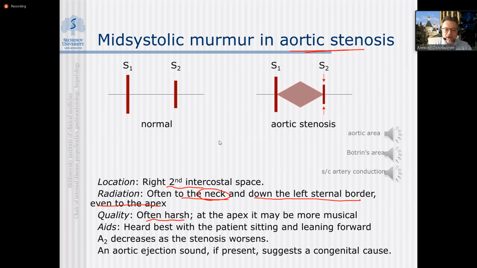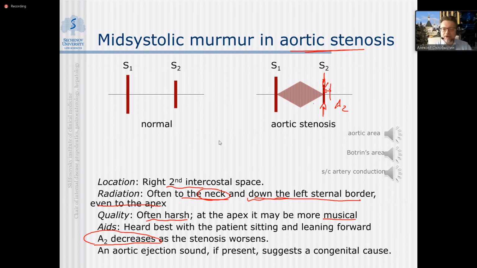Quality, typically harsh. If you deal with the radiation of the murmur to the apex, at the apex it may be more musical. It will be heard best if patient will sit, will lean forward, as we decided already, and there may be decrease in aortic component. It means that, along with the progression of stenosis, there may be lower and lower intensity of S2, or sometimes there may be delay in aortic component in relation to pulmonic.